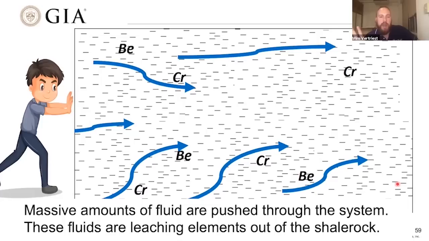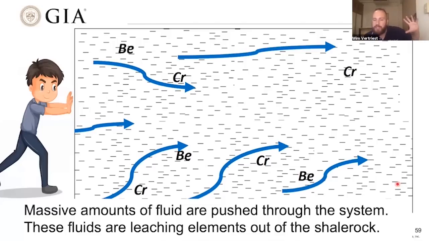Whatever the reason for that fluid migration is, it is a lot of fluids. There's so much fluid that they're able to leach out those elements from the shale, which includes the beryllium, which includes the chromium. So the elements that we need to build those emeralds are gradually picked up by those fluids. And because there's so many fluids, there's so much of that that's left out.